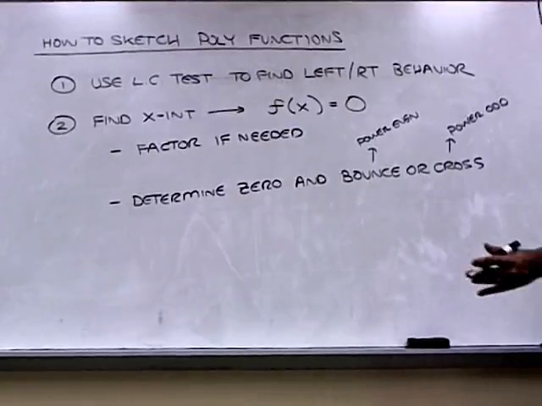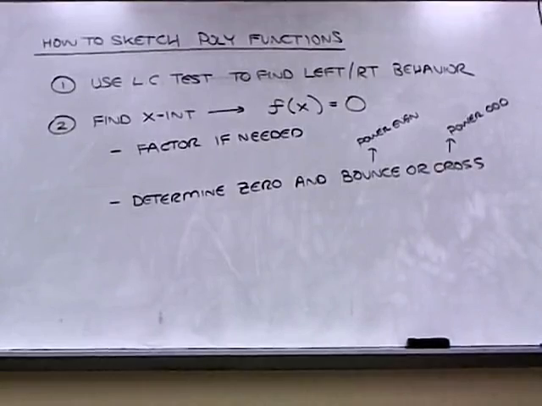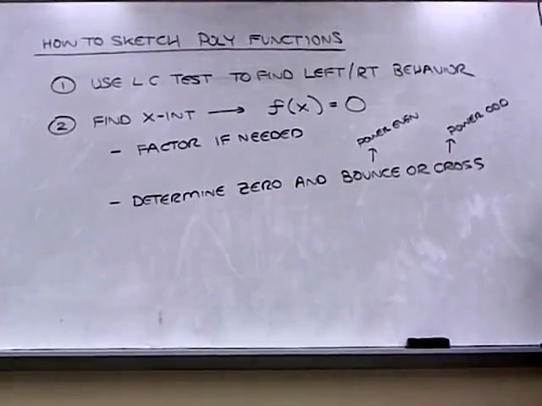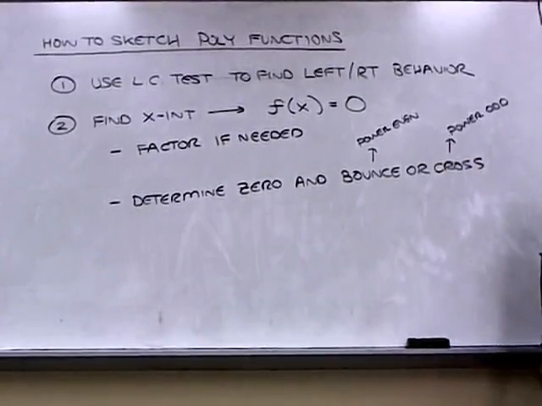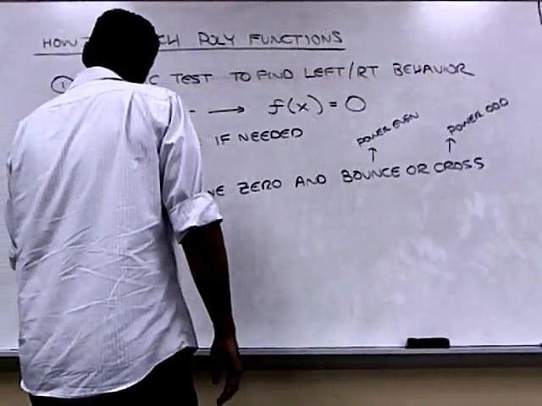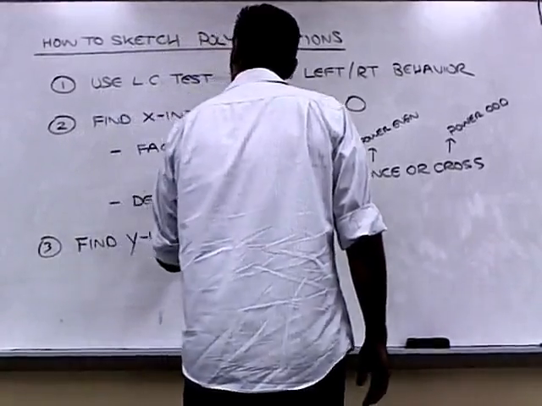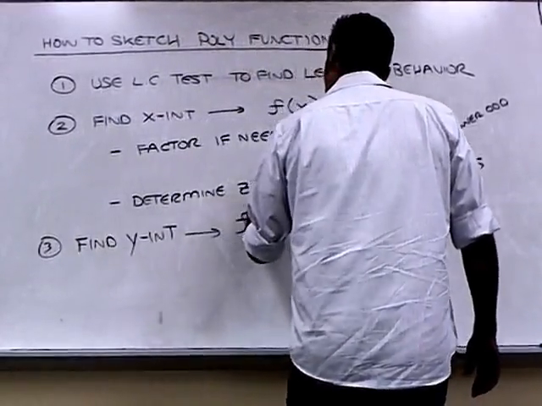So I figure out what the left and right hand behavior are. I figure out where it crosses the x-axis. We can also find the y-intercept. How do you find a y-intercept? That's right. Find the y-intercept. For that, all you do is plug 0 into the function.